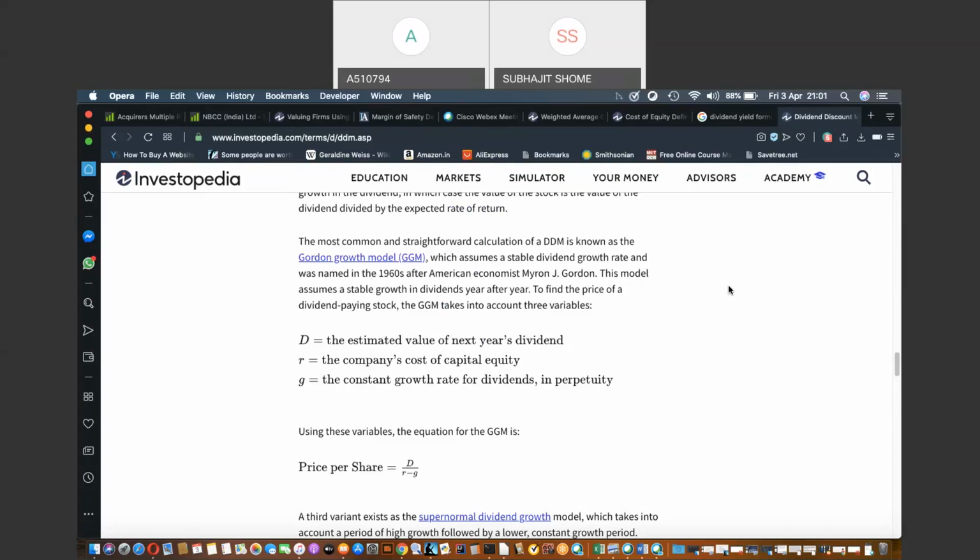So 0.032 into 1.1 is 0.0352. Okay. So note down this, note down the numerator. 0.0352 is your numerator. Your R is your weighted average cost of capital.